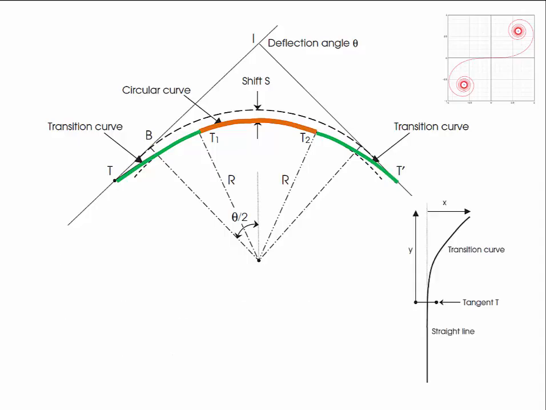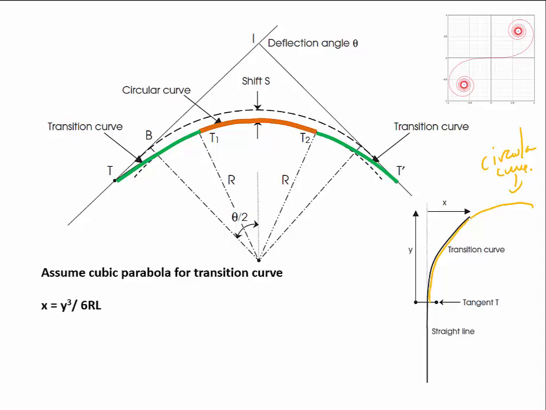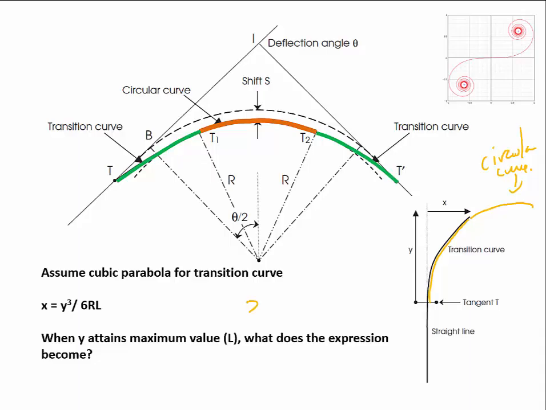If we assume that the Euler spiral, so this transition curve here, we've got a straight line, and then we're joining up to our curved line up here, circular curve's going to be over here somewhere. Then we can assume a cubic parabola for the transition curve itself. So we want the variation x to be equal to y cubed over 6RL. When y is at its maximum value L, what does the expression become? It'll be x is equal to L cubed over 6RL. That cancels down, and we end up with x is equal to L squared over 6R.